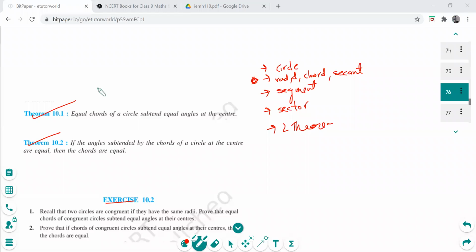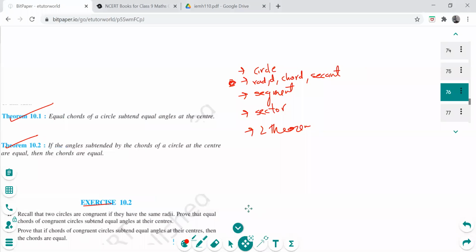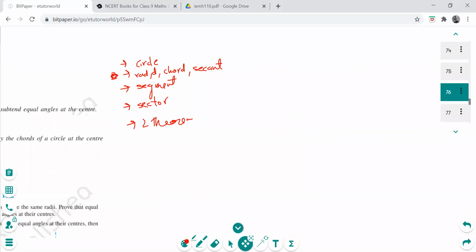Yes, are you able to hear me? Tell me what's the difference between chord and secant. If you don't know, just tell me, sir. Repeat it again. I will. There is no shame in it.